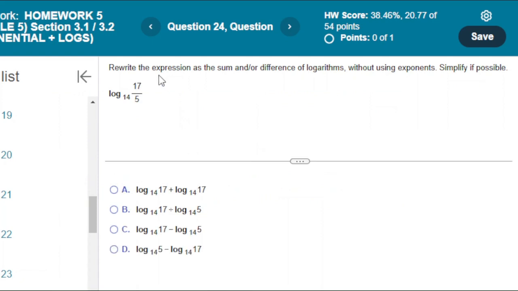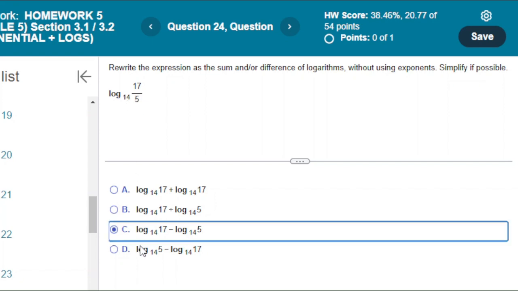Now this one says rewrite the expression as the sum and or difference of logarithms without using exponents. Simplify if possible. So notice we have a quotient here, log base 14 of 17/5, 17 divided by 5. Now the quotient property of logarithms says that we can rewrite this as log base 14 of 17 minus log base 14 of 5. So it's this one, log base 14 of 17 minus log base 14 of 5.